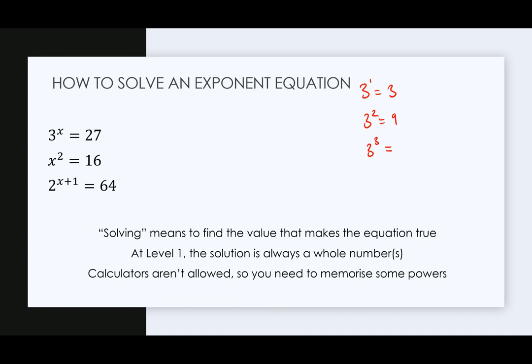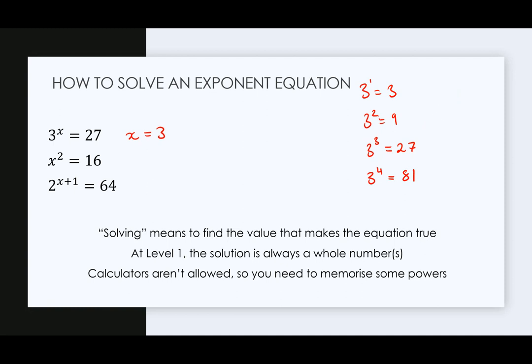3 cubed equals 9 times 3, which is 27. And then 3 to the power of 4 is 27 times 3, which is 81. Now, calculators aren't allowed in this exam, so you'll need to find some method of either reliably calculating this or memorizing some of these powers. We can see here that, of course, x must be 3 because 3 to the power of 3 equals 27. And that's all you need to do. There's no working required. You don't even need to do this part over here.